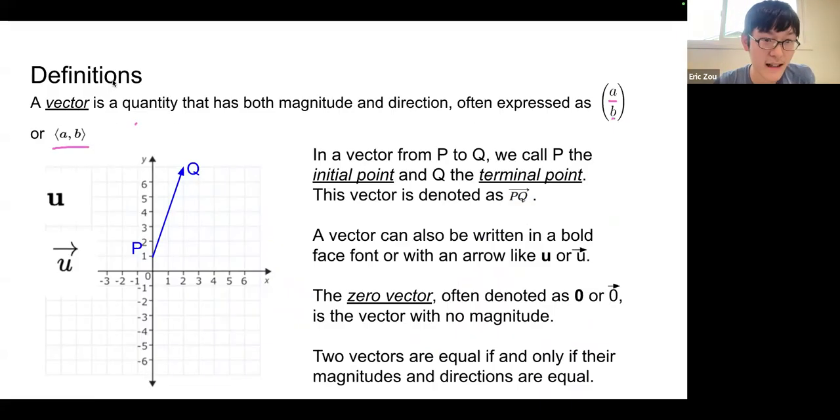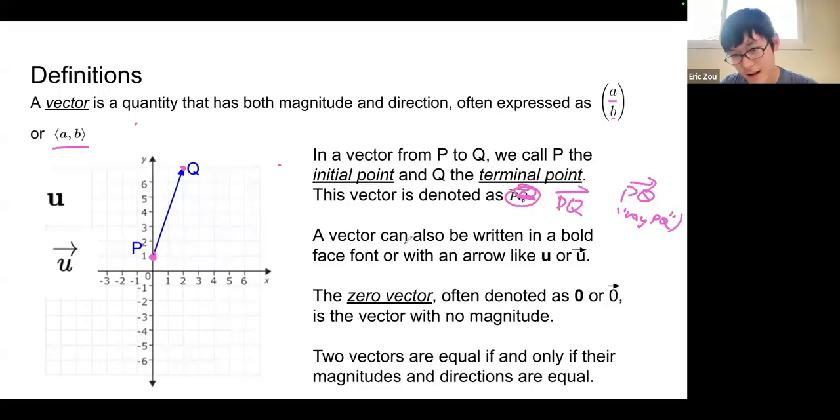All right, let's go over the basic definitions of a vector. A vector is sort of like an arrow. The vector from P to Q, this is P, this is Q. We call P the initial point and Q the terminal point. This vector is called PQ. Actually, PQ should be written with just one arrow instead of a double arrow, so keep that in mind. This is ray PQ. Just some conventions.